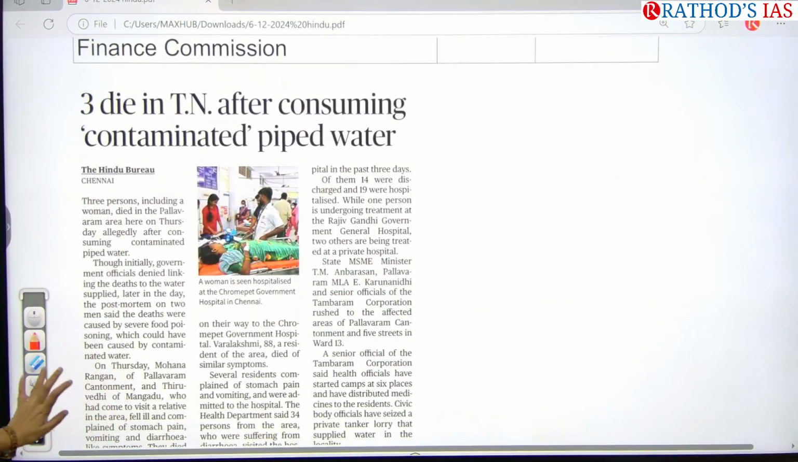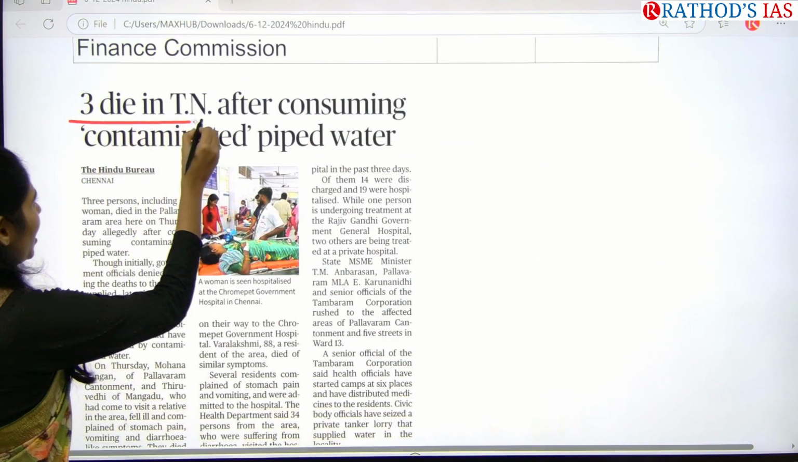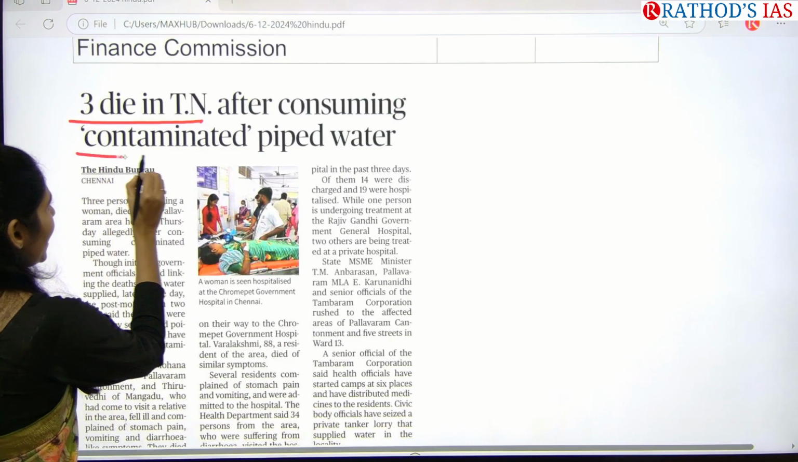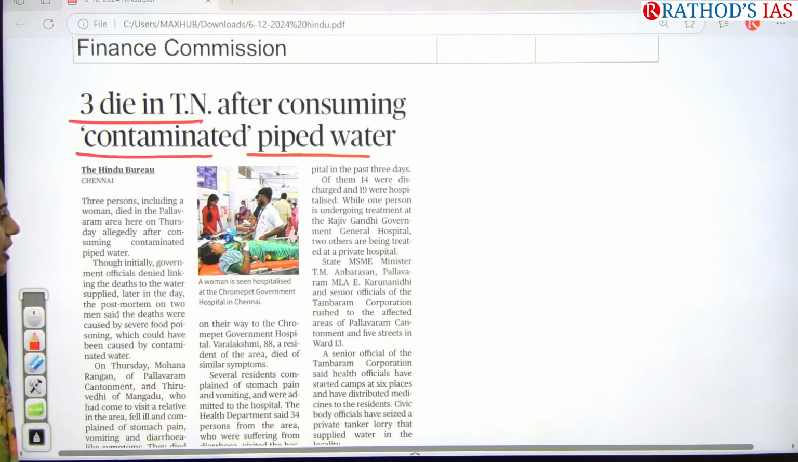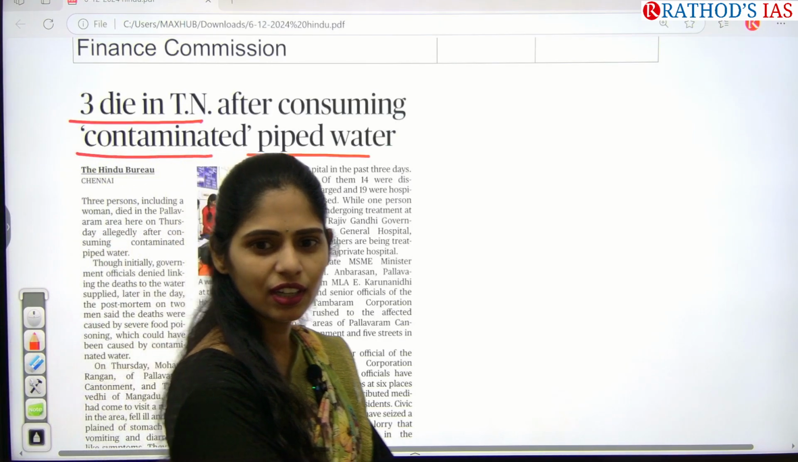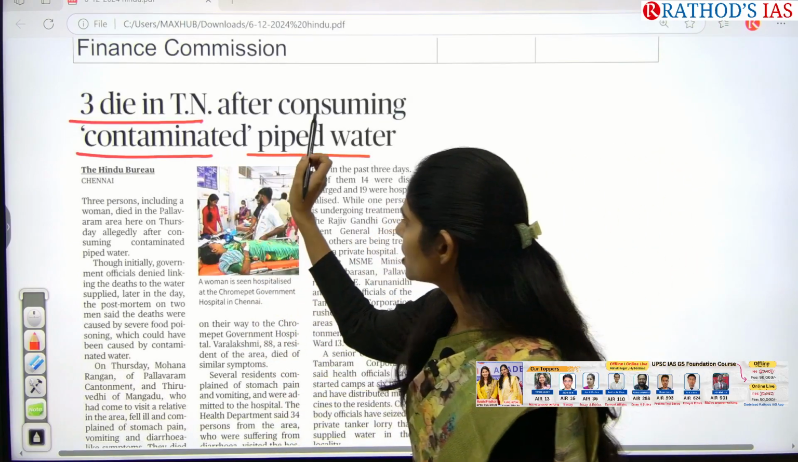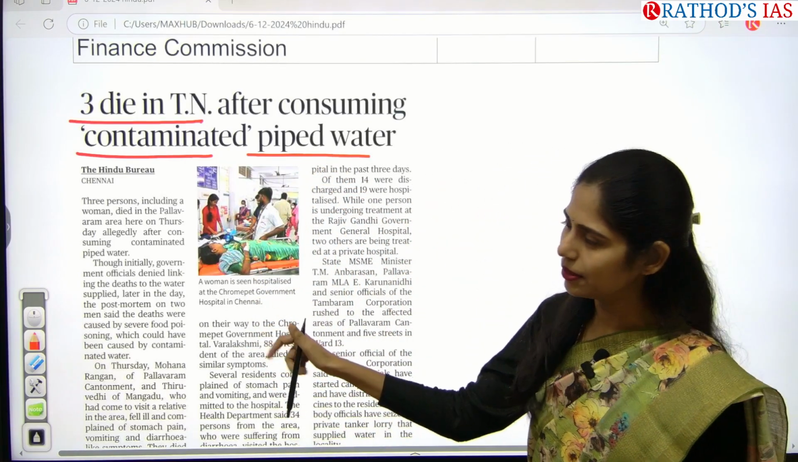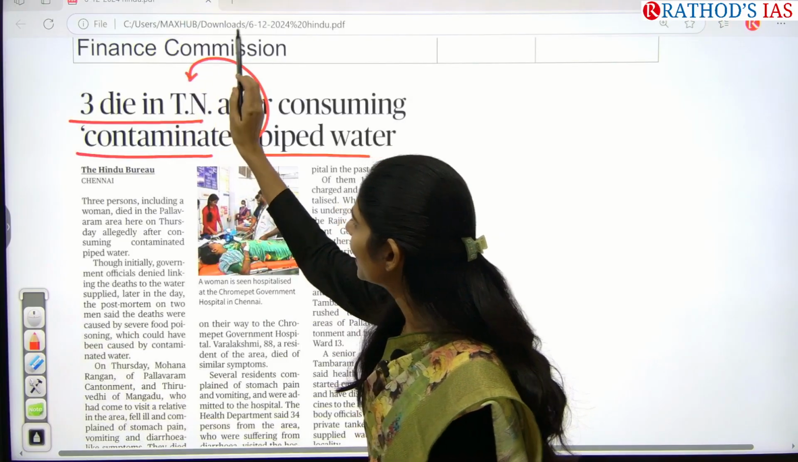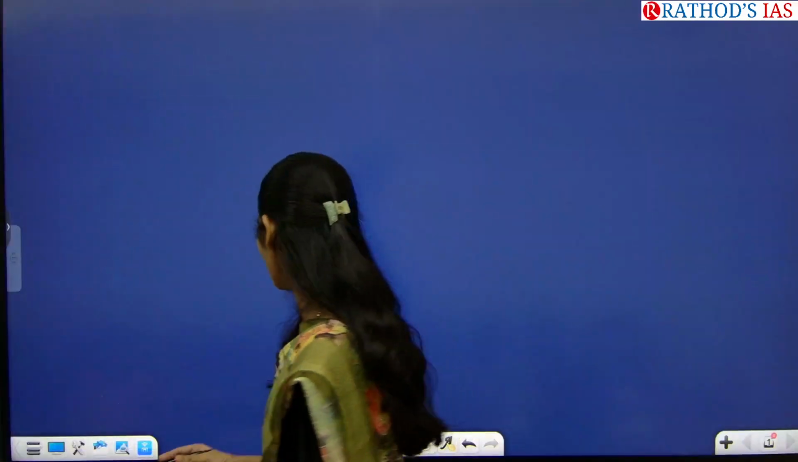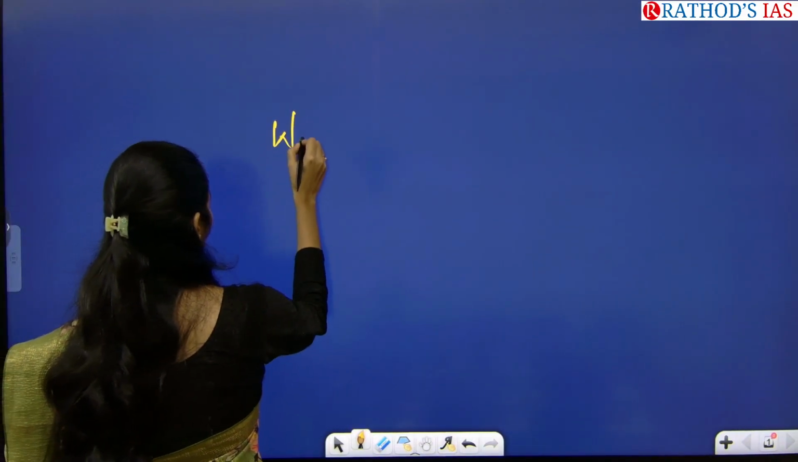See this article guys. 3 die in Tamil Nadu after consuming contaminated piped water. So what is this article talking about? It is talking about water contamination. Water contamination is a very serious problem now in Tamil Nadu that led to the death of 3 people. So the keyword here is water contamination.